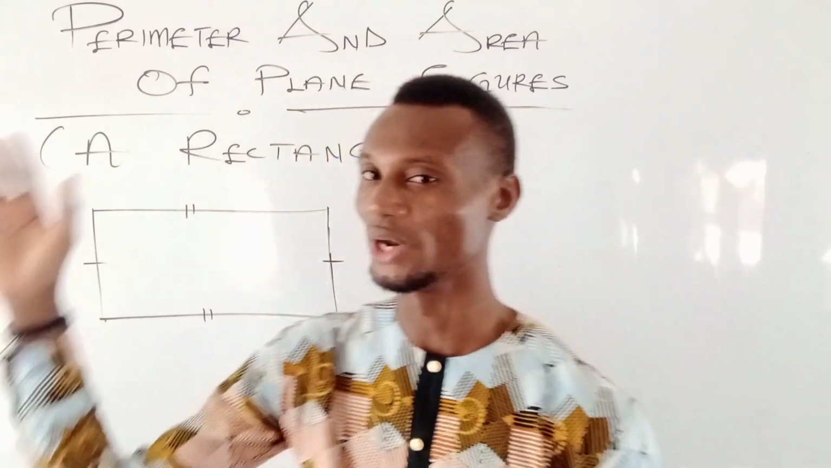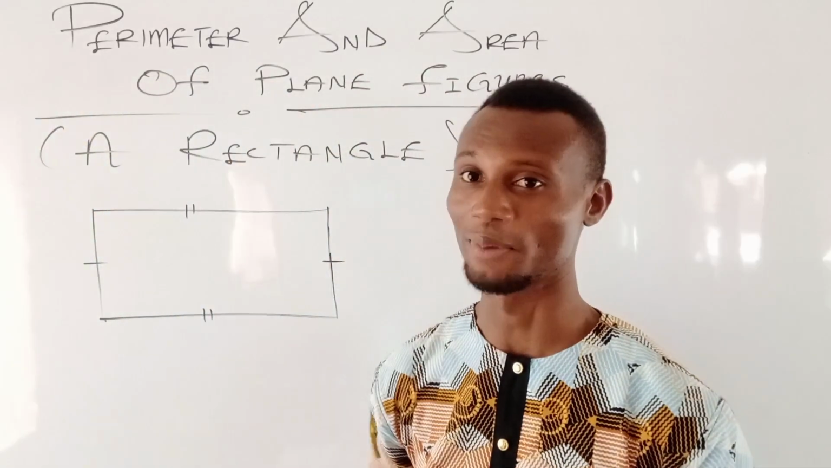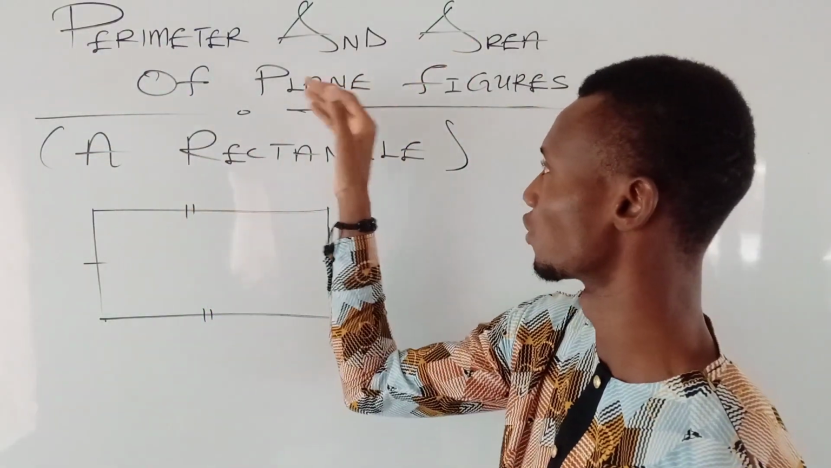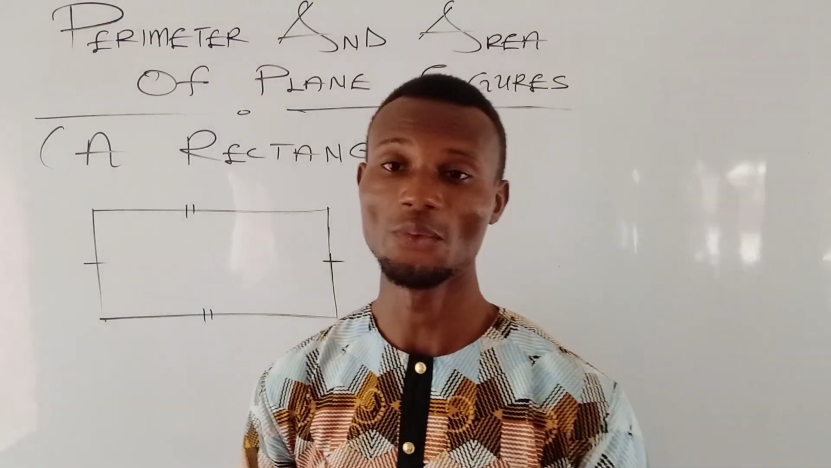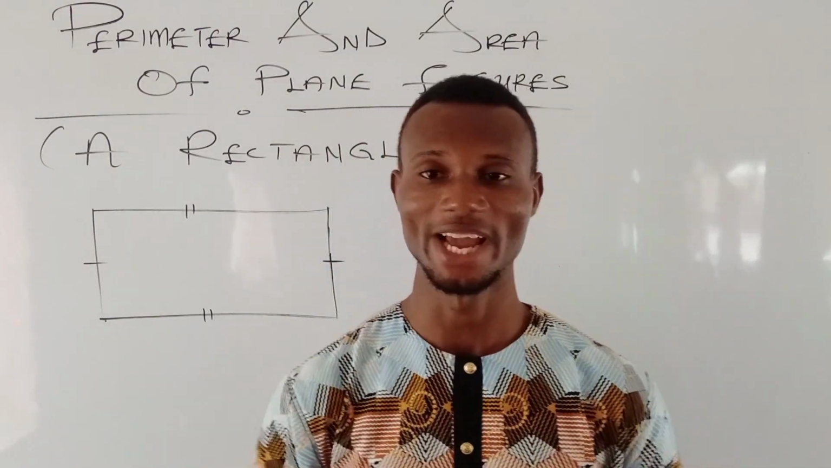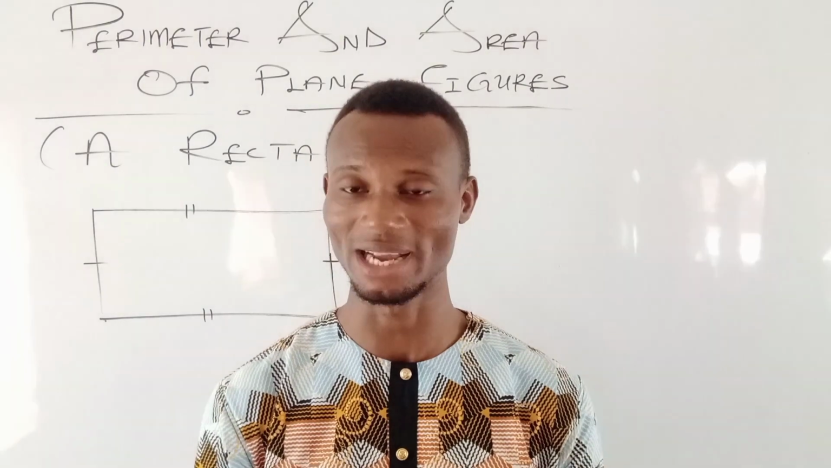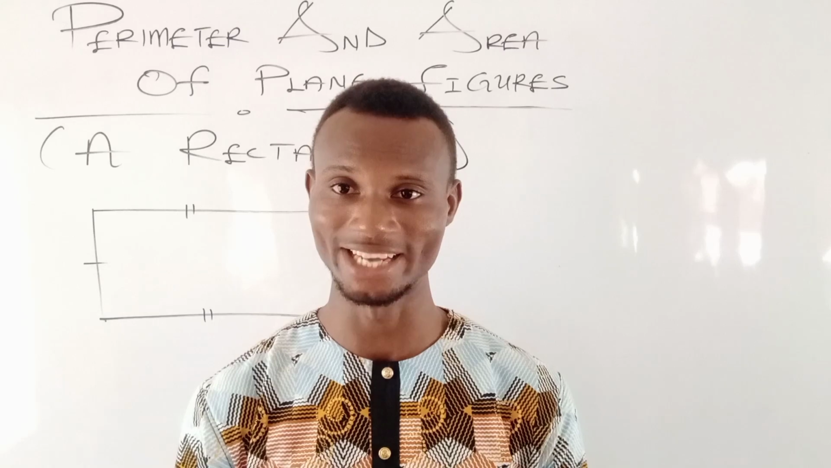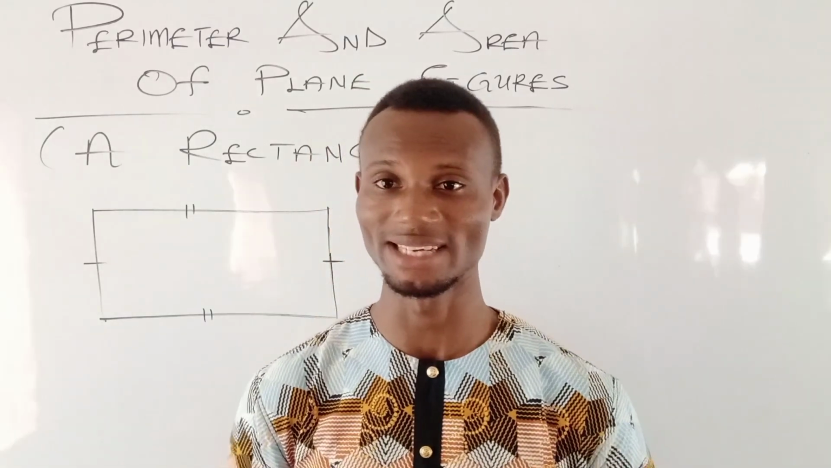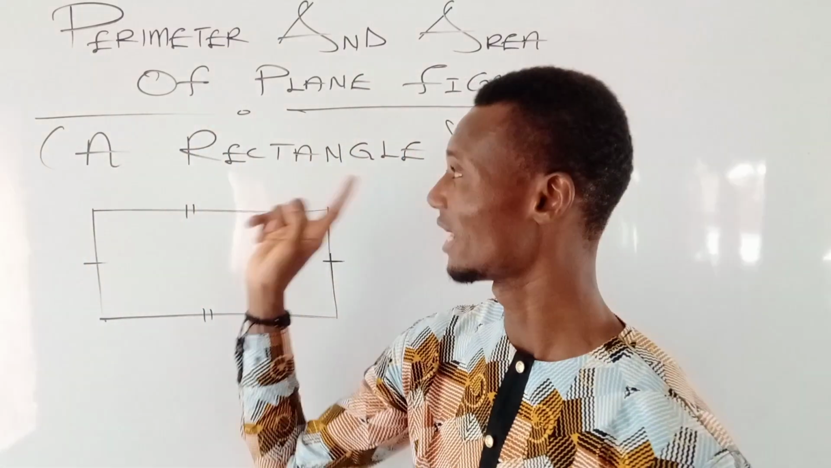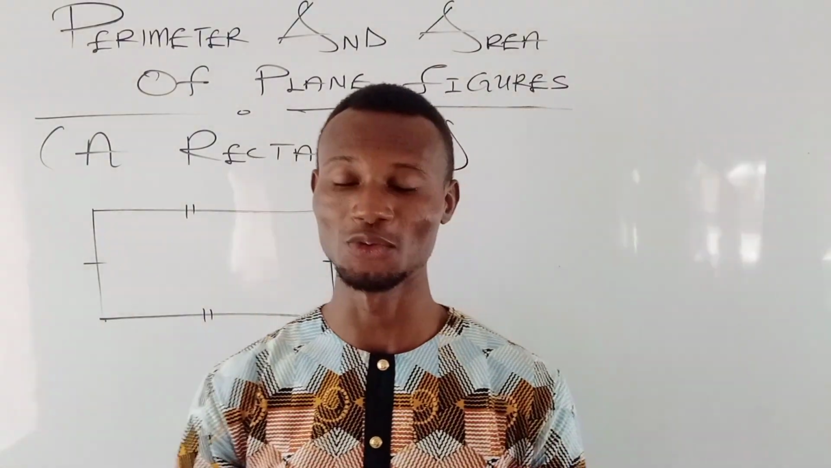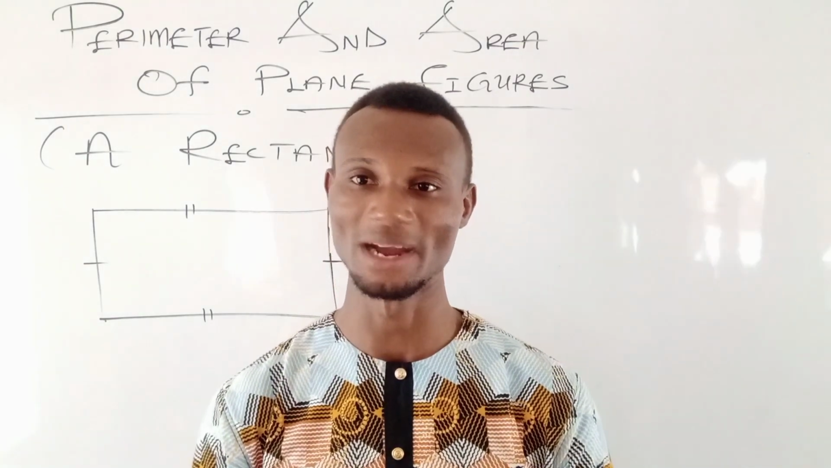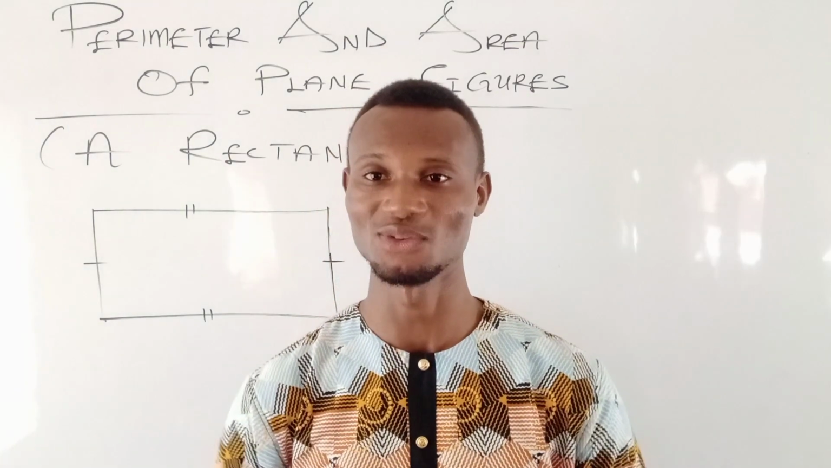When we look at the topic, we have some keywords in it: perimeter, area and plane figures. We have to know what a perimeter is and what an area is. When you speak about area, what are you talking about? And we also have to know what a plane figure is. I'll take the keywords, perimeter, area and plane figure, and explain them so that you get a better understanding and we can proceed. Let me start with a plane figure.